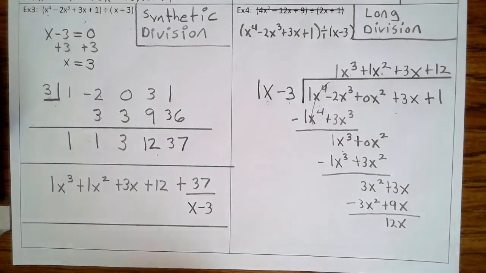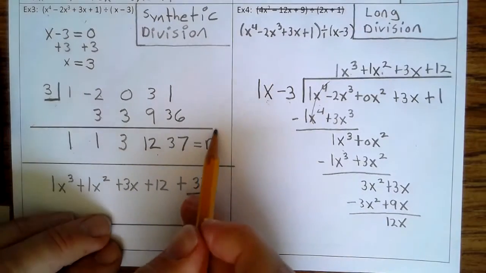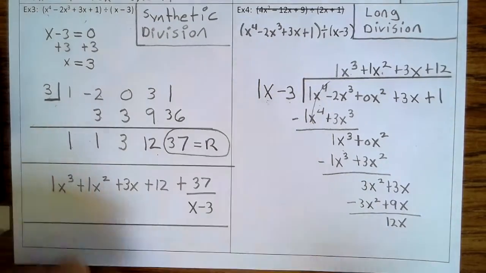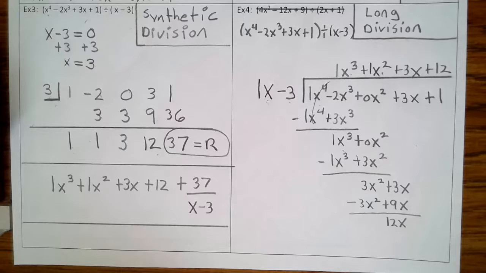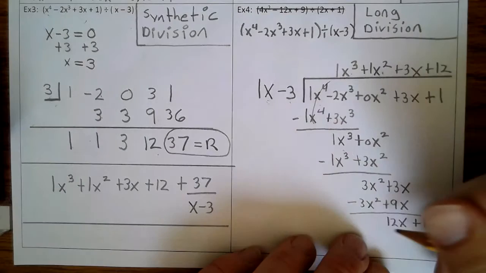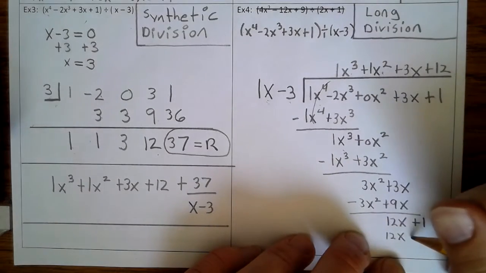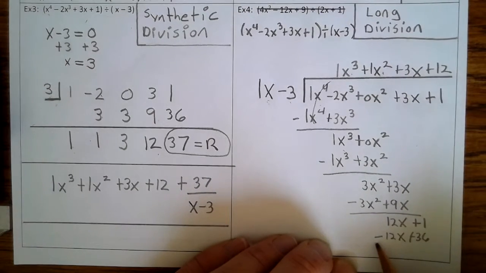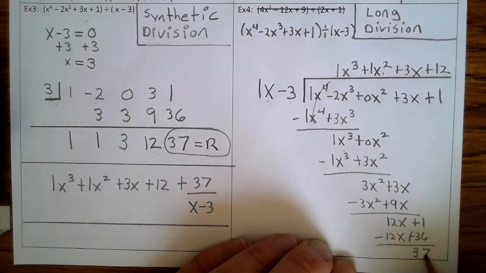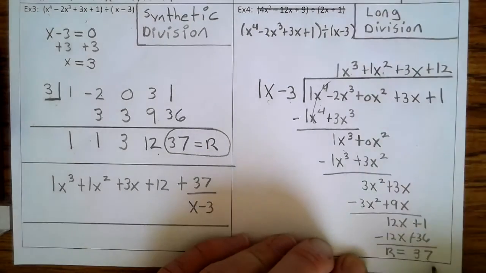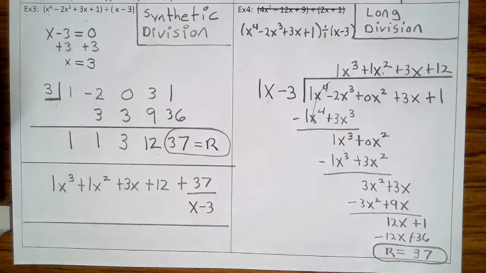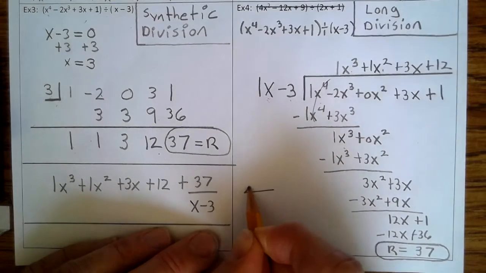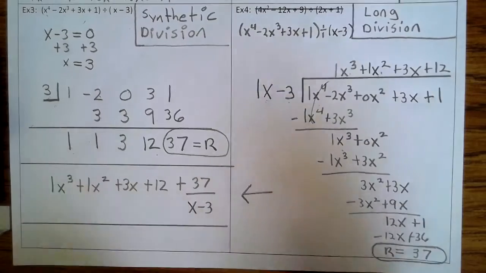Okay. So then bring down the plus 1. And then 12 times 1 is 12. 12 times negative 3 is negative 36. Subtract, becomes positive 37. So our remainder is 37. So we can see here that this answer is the same. You see the lining up there. Okay.